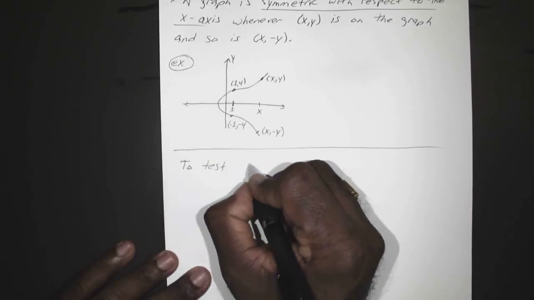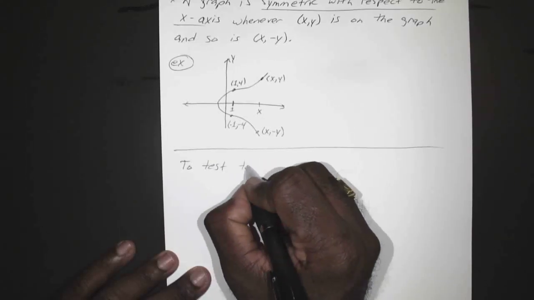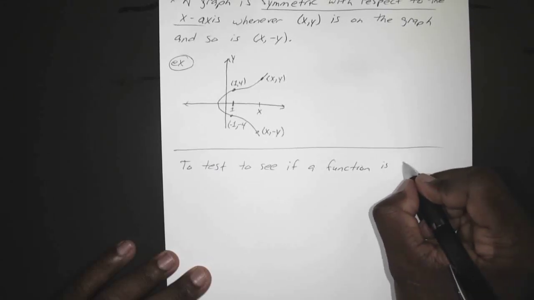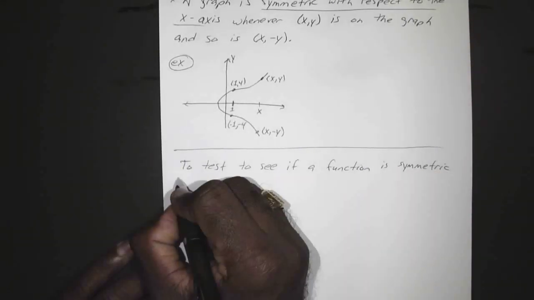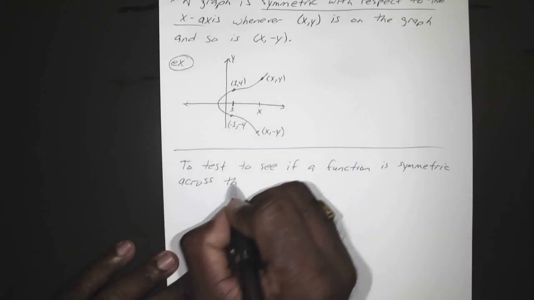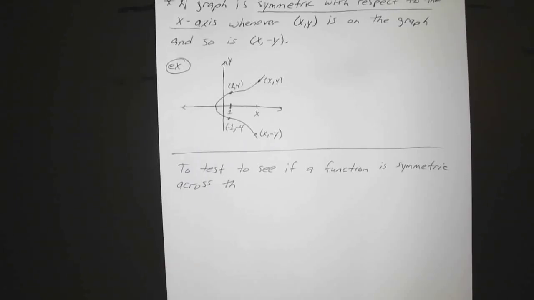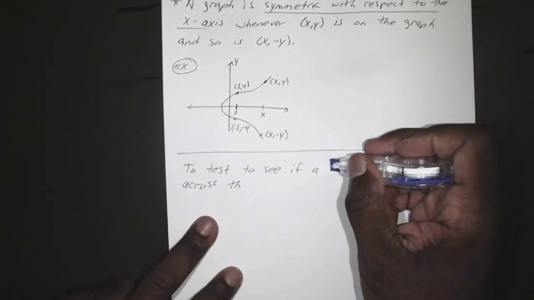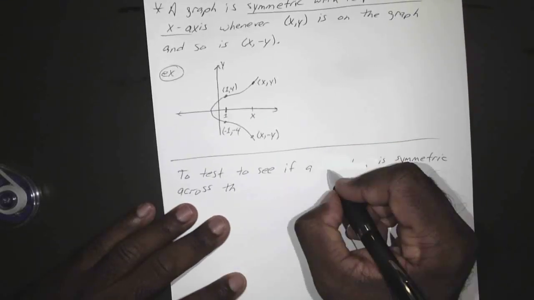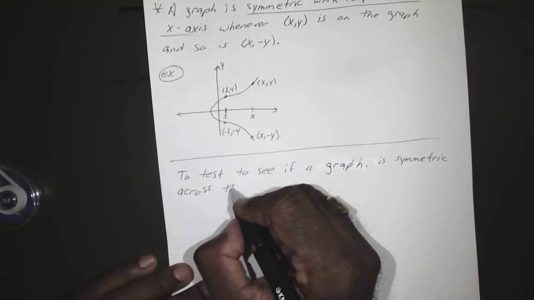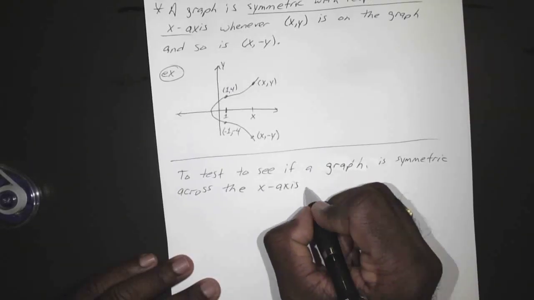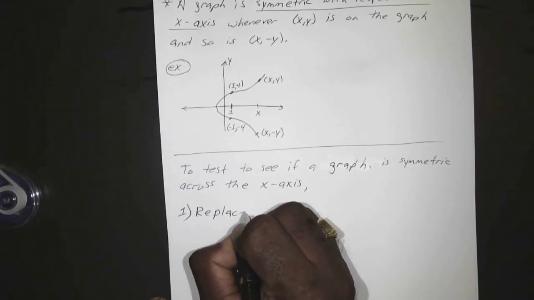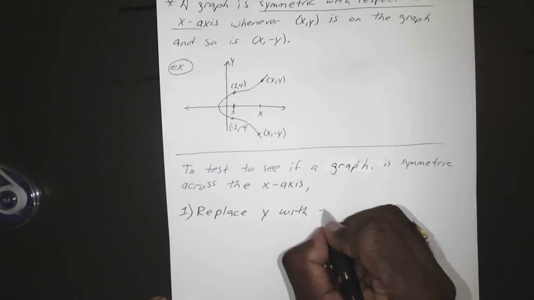Okay, so to test if a graph is symmetric across the x-axis, I can't even really call it a function, so say a graph, because once it fails the vertical line test, it's not a function anymore. Step one, replace y with negative y.